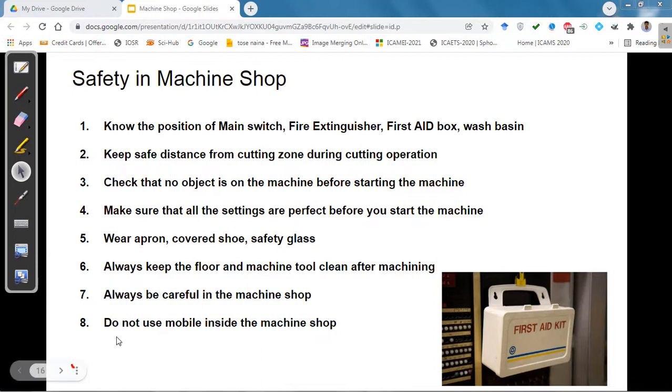And do not use mobile inside the machine shop. So, the main thing is that you always have to be very alert. Otherwise, there may be an accident if you are unmindful.